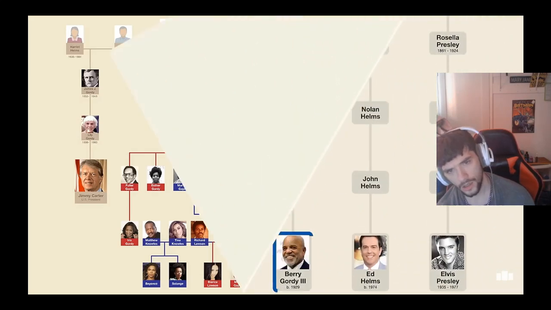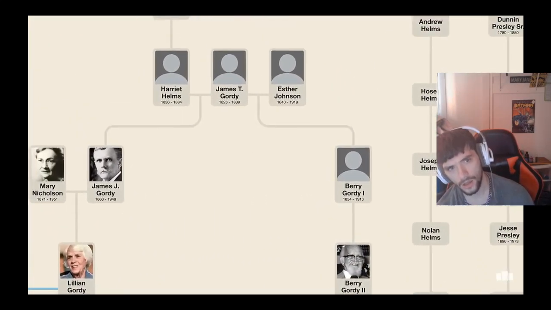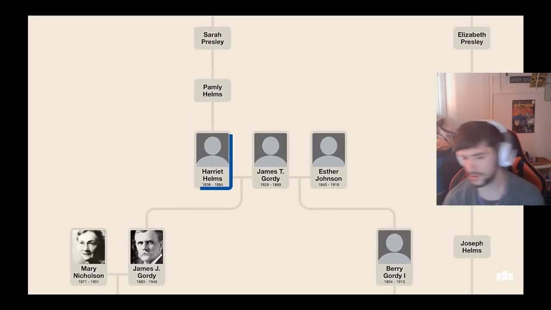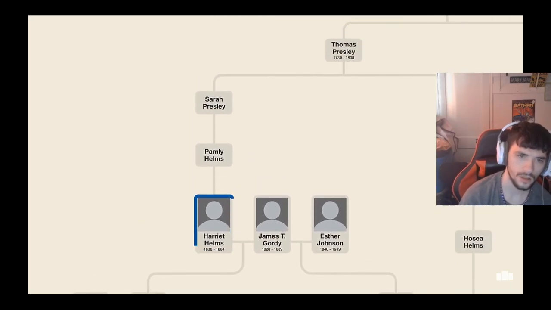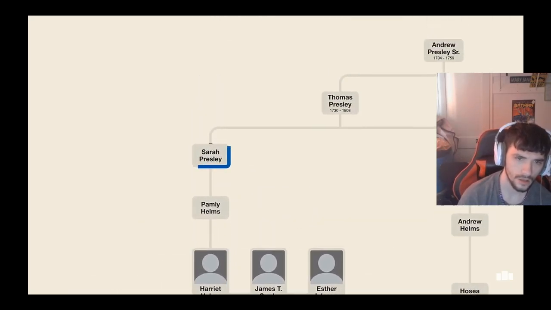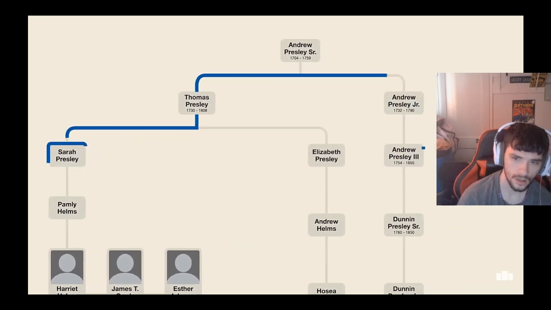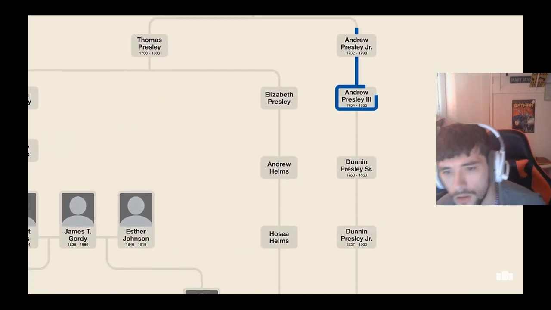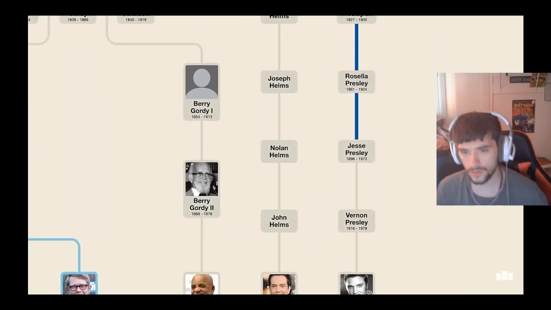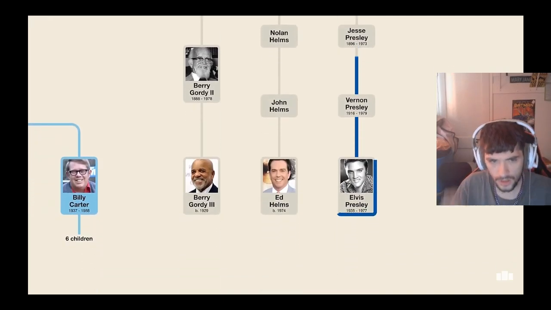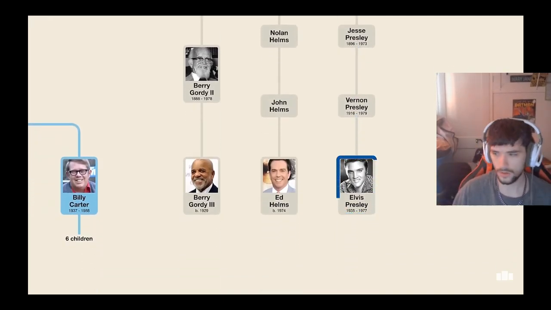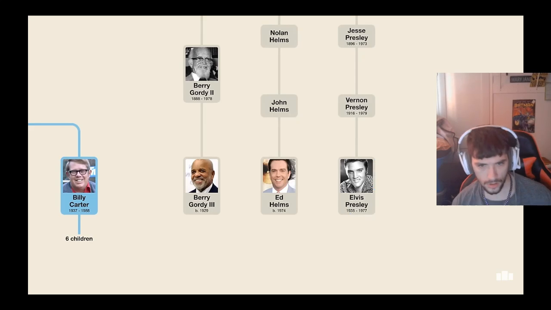But right now, I want to point out that James T. Gordy's wife was named Harriet Helms, and that she was the granddaughter of a woman named Sarah Presley. Sarah Presley was the first cousin of Andrew Presley III, who in turn was the 4 times great-grandfather of Elvis Presley. That makes Jimmy Carter and Elvis Presley 6th cousins once removed.